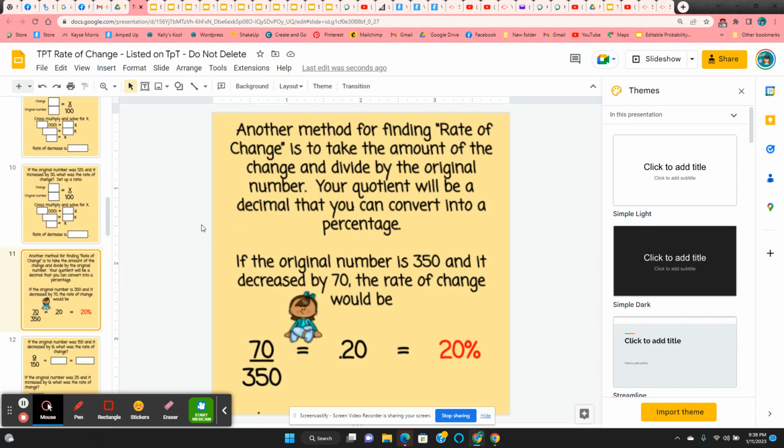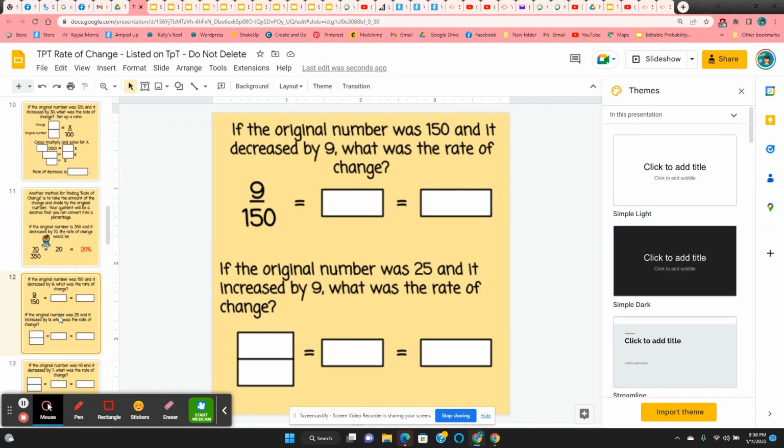And then the final way they're taught to do this is just to take the change, divide by the original number. So if the original number is 350, the change is 70. It's 70 divided by 350, and they're going to get a decimal answer. They're going to change that decimal to a percentage, and that is their percent of change. So they'll have a few more problems to do. Again, the change over the original number, or the change divided by the original number. They'll get a decimal answer, change it to a percentage.